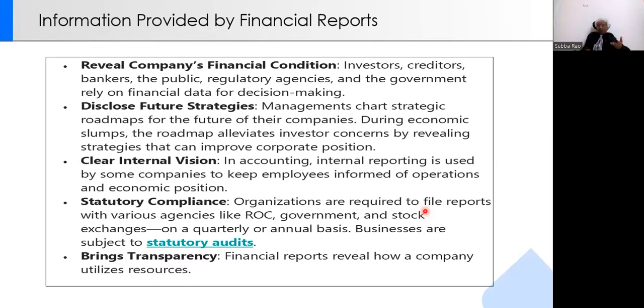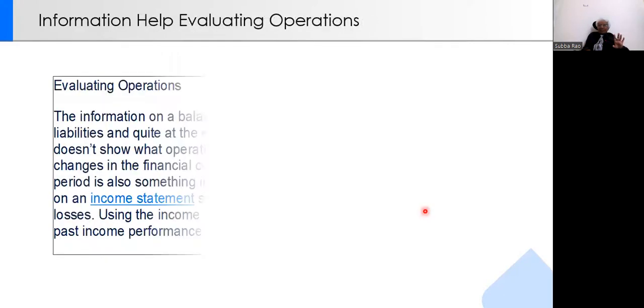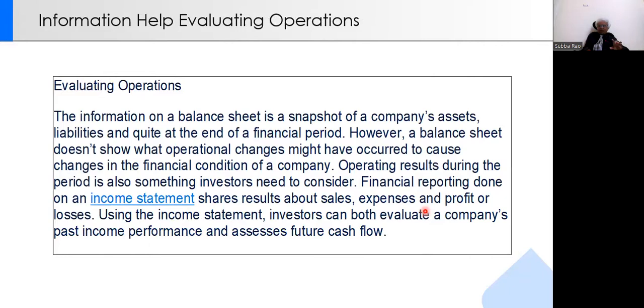Then internal vision, as I told, vision, mission, internal reporting, then statutory compliance, as I told, according to SEBI, according to RBI, according to ROC, the Registrar of Companies, on a quarterly basis you have to file the return. Then transparency, of course, once you publish the report and once it is audited, everything is transparent. There is no fraud. There is no concealment. These are some of the advantages.